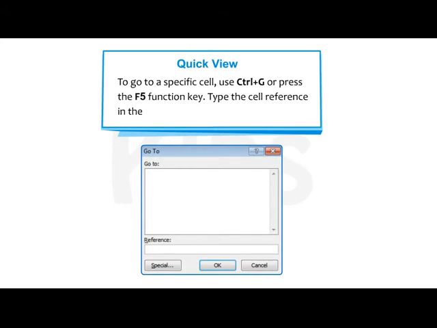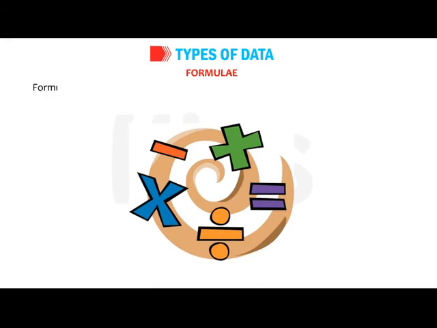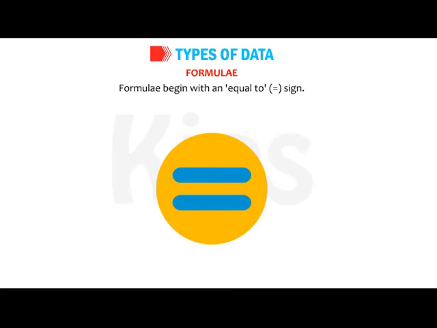Text. Text data can contain alphabets, numbers, spaces, and special characters. Text data is not used in calculations. By default, text data is left aligned in a cell. Most often, text entries are used for worksheet headings, names, and for identifying columns of data. Formulae. A formula is a mathematical equation involving number values, operators, and cell addresses used to perform calculations on a worksheet. Formulae can range from basic mathematical operations to complex calculations. Formulae begin with an equal to sign.